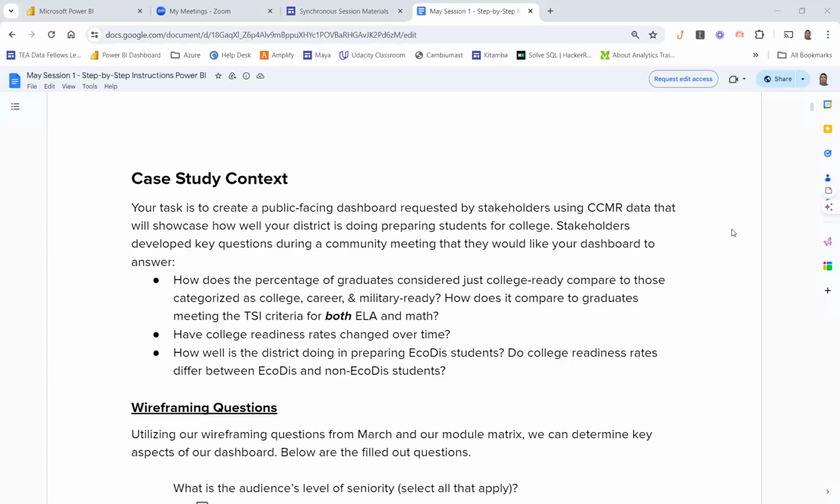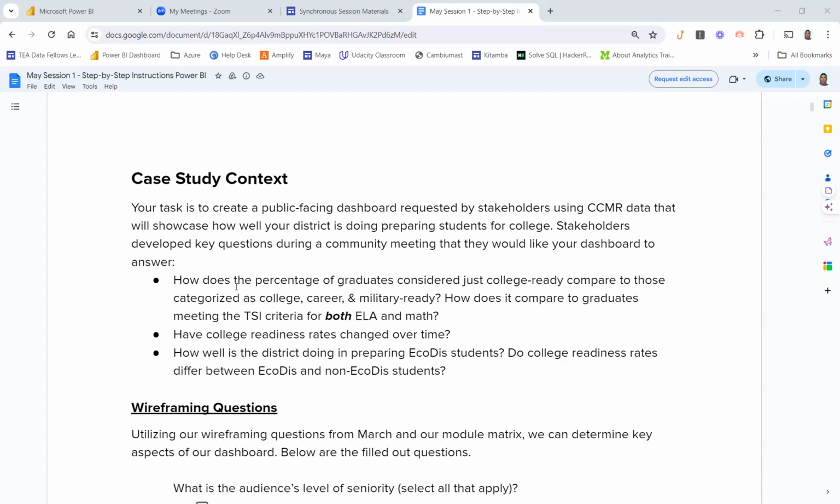Hello, today is May 14th, 2024, and we will be creating a dashboard using Power BI. Our case study context is that we're going to create a public-facing dashboard that was requested, which has the CCMR data. We will have a total of 3 tables for this project, and they will answer these key questions.